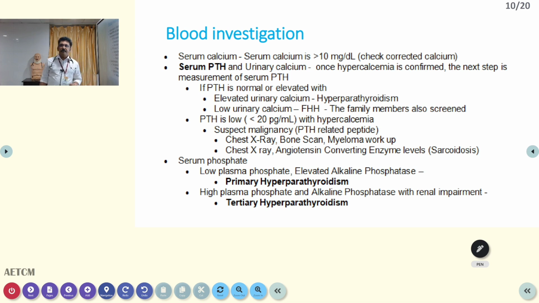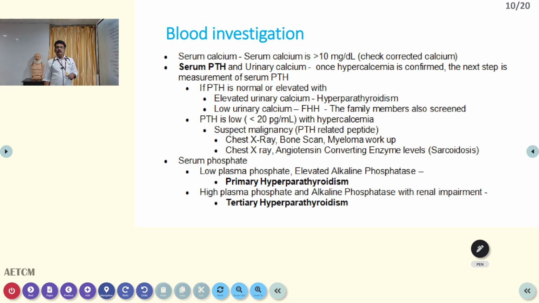Chest X-ray should be taken, bone scan should be taken, multiple myeloma workup should be done, that we'll discuss elsewhere. Multiple myeloma workup means urine Bence Jones protein, then protein electrophoresis, all these things you can do. Chest X-ray, angiotensin converting enzyme can be done in sarcoidosis. ACE levels can be elevated in sarcoidosis.